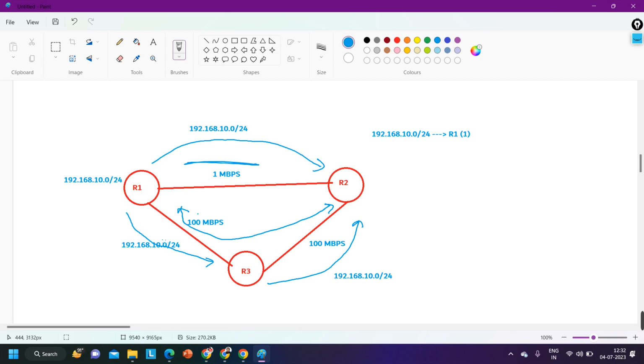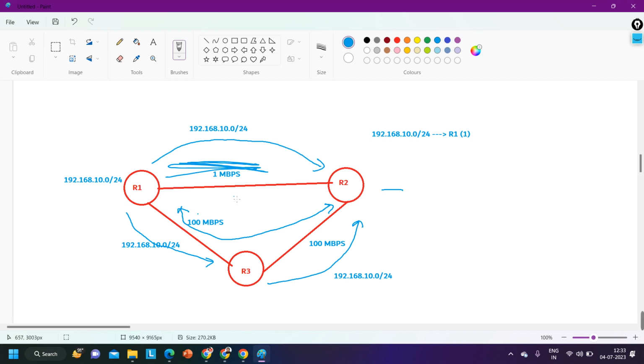This is also one of the reasons why we are not using distance vector routing protocol nowadays. Okay, is it clear? Yes. So according to here, if we configure the RIP routing protocol, router 2 will install the best path via router number 1, directly this path, right?